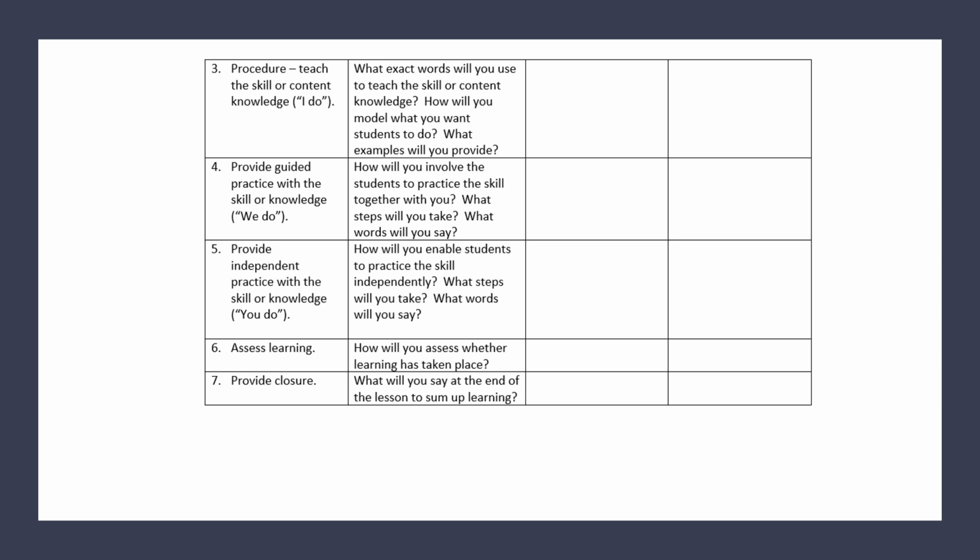Number 5 is provide independent practice. This is the you do. This is where the students show that they can do it. So for this, in my seashell lesson, I might have pictures of shells, and they might have to identify them without any assistance from me. But again, you're using the third column to describe what you'll be doing and what steps you'll take, what words you'll say.